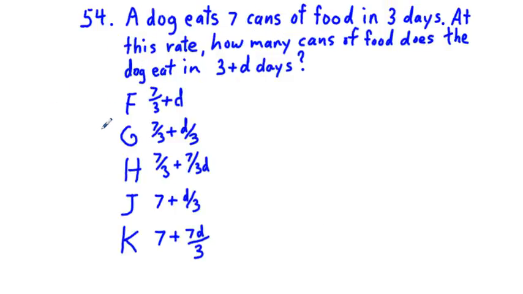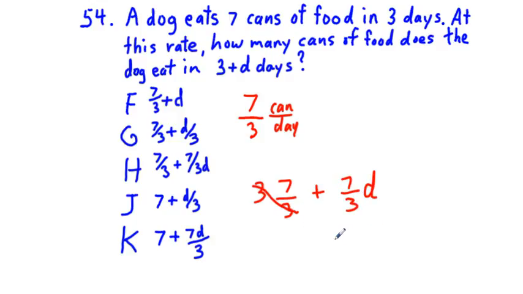Problem 54, a dog eats 7 cans of food in 3 days. At this rate, how many cans of food does the dog eat in 3 plus d days? Well, if you have 7 cans in 3 days, that would be 7/3 cans per day, right? And so for the 3 days, we're going to multiply 3 by 7/3 cans per day, plus 7/3 times the rest of the days, d. Well, the 3 over 3 cancel, we get 7 plus 7/3 d, so our correct answer for that is K.